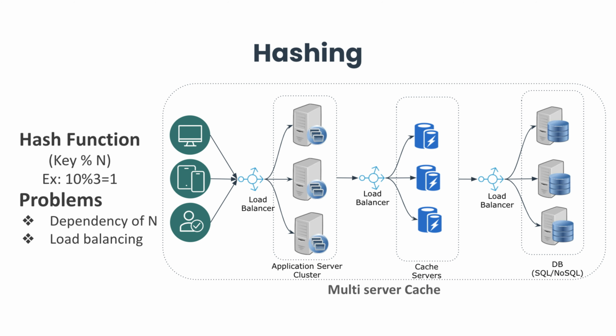The first problem is dependency on n. All the calculations are dependent on the number of servers. If the number of servers changes, the hash value would also change. All the key and server mapping would be broken and we have to map all the keys again.